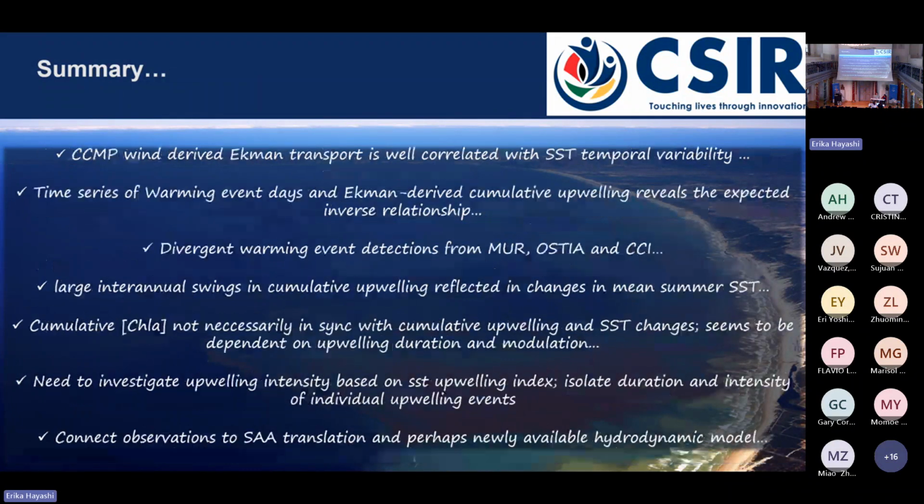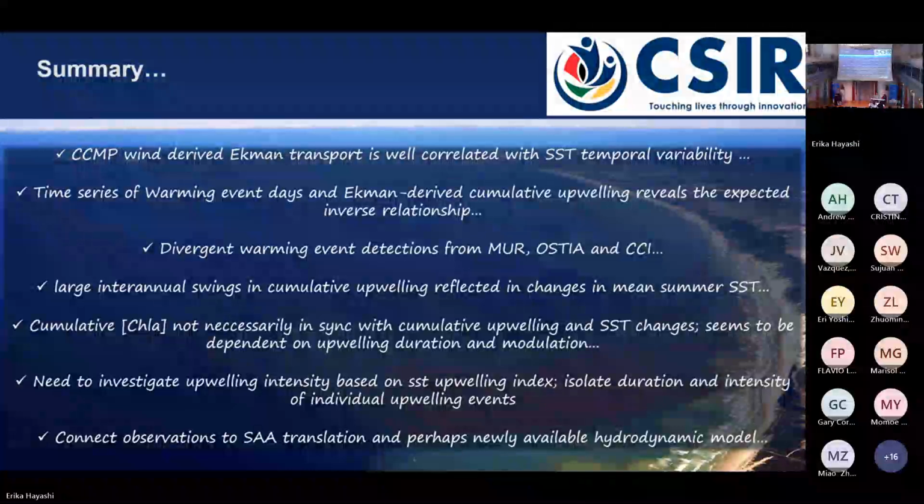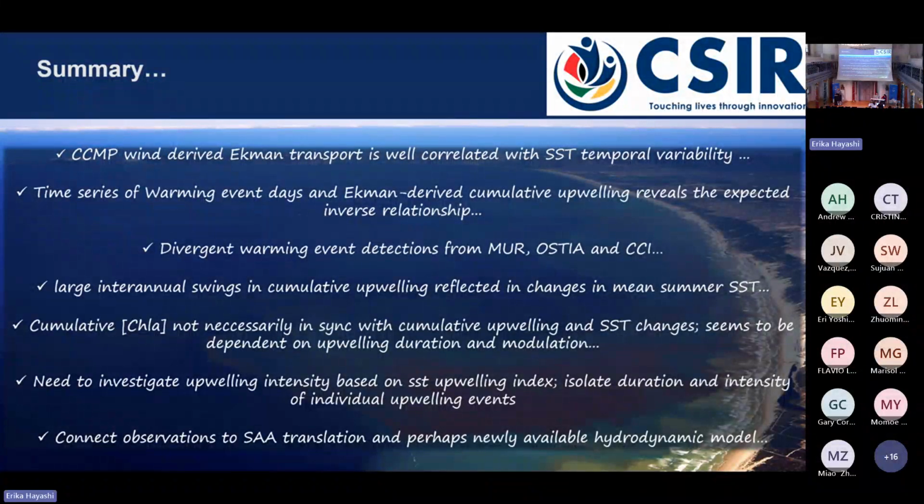Yeah, that's the improved spatial. The Ekman transport correlated well with the SST index in showing when the warming events are, also the cooling events. And the expected inverse relationship between the upwelling and the warming events was shown between the SST index and also the Ekman upwelling. There was divergent warming event detections from MUR and then from the level 4 products.